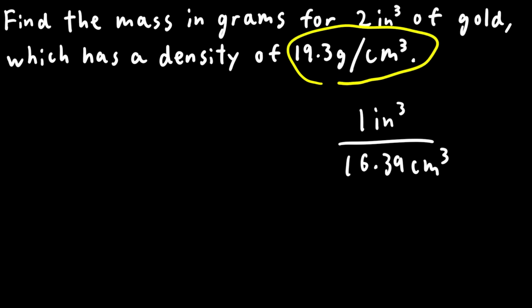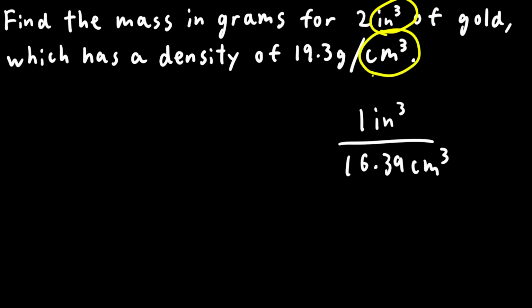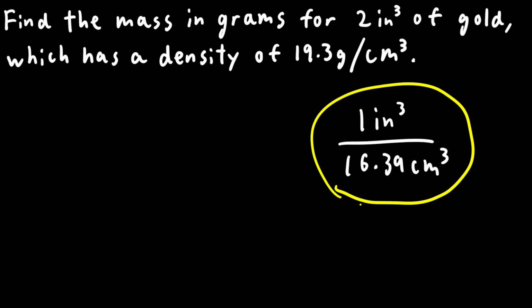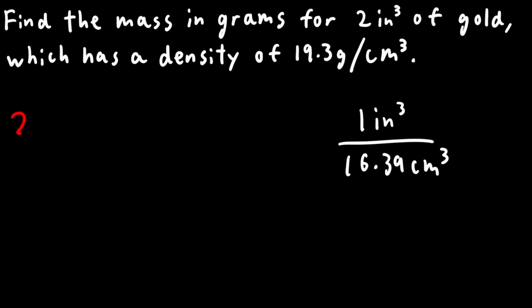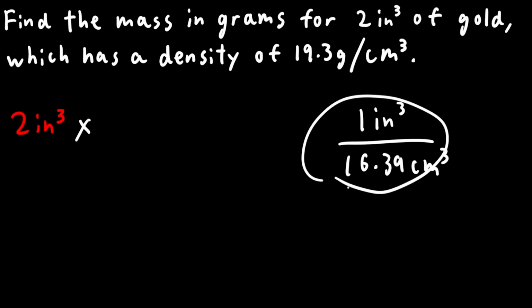This is a conversion factor that's been given to us. Notice how the final answer should be in grams, so 19.3 grams should always stay in the numerator. But notice how in order to get grams, we have to first convert inches cubed to centimeters cubed. To do this, we can use this conversion factor. So let's start with the given unit. Now let's multiply this by the conversion factor.